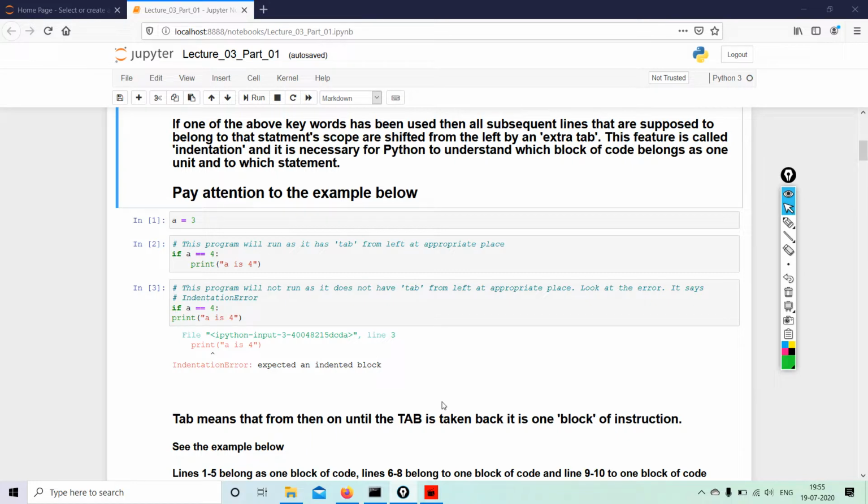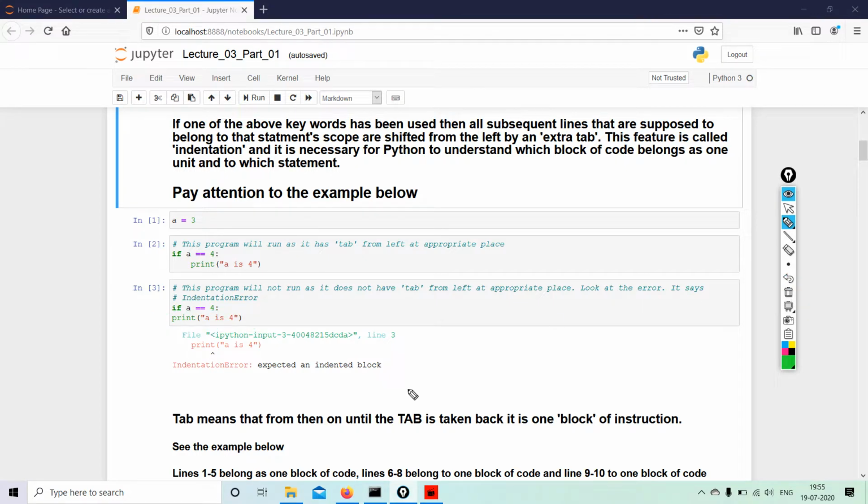This program will not run as it does not have a tab from the left at the appropriate place. Look at the error. It says indentation error. Right? So whenever it has to be a print, it has to be with a tab. Very crucial, very important. This bit. Right? So Python is actually telling you where the error is.